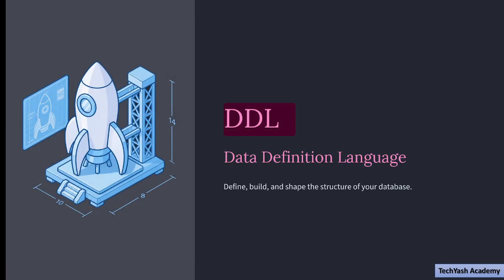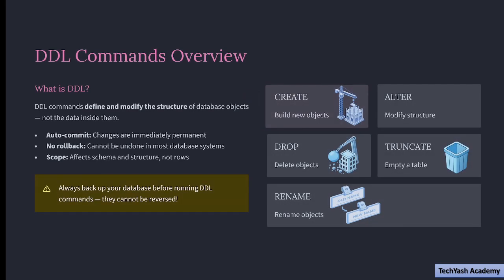The Data Definition Language builds and shapes the data. DDL commands define and modify the structure of database objects, not the data inside them. They auto commit. Changes are immediately permanent. No rollback is possible and they cannot be undone. In most database systems, the scope is schemas and structure, not rows. Always back up your data before running these DDL commands.